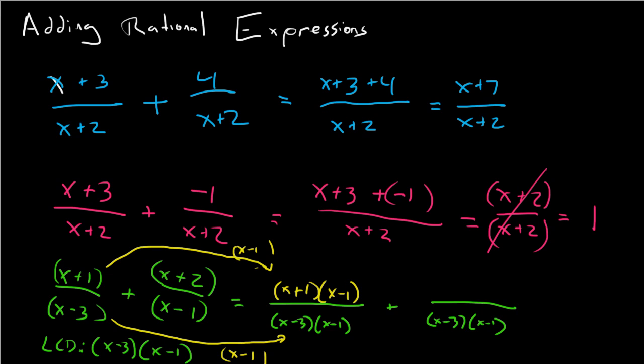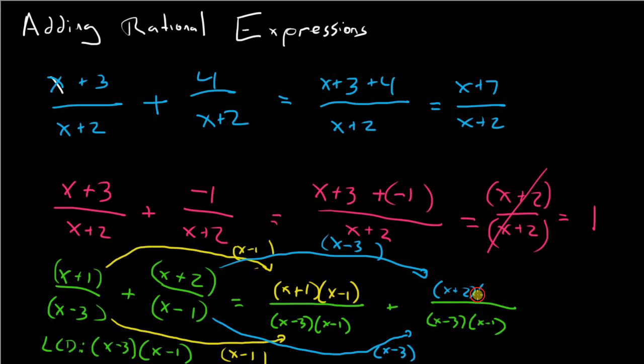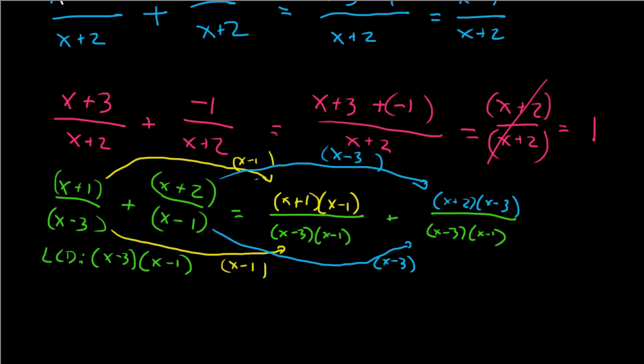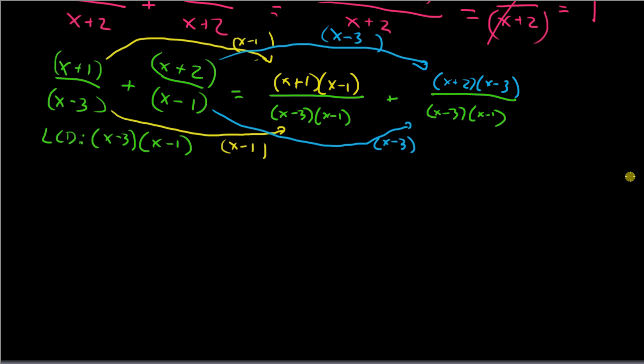Now for the next part, we have to multiply the bottom by what to get (x - 3)(x - 1)? Well, we have to multiply the bottom by x - 3. What do we have to multiply the top by? If we're multiplying the bottom by x - 3, we have to multiply the top by x - 3 as well. (x + 2) times (x - 3) is going to be (x + 2)(x - 3). So now they have common denominators, which, hooray for us. We like common denominators. Not hooray for us is it's a big old mess. I am sorry about that.